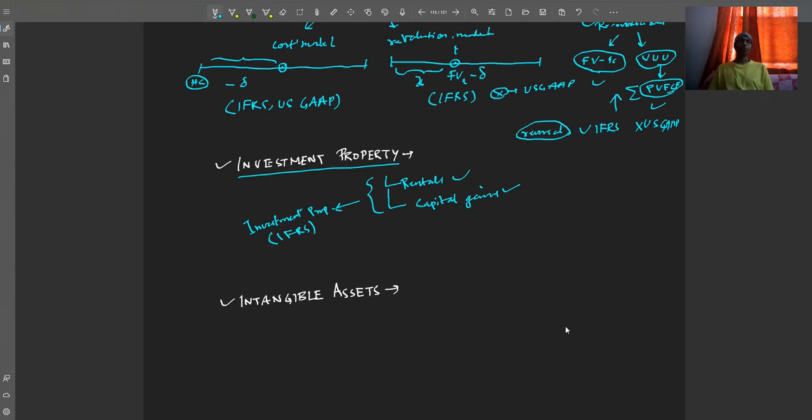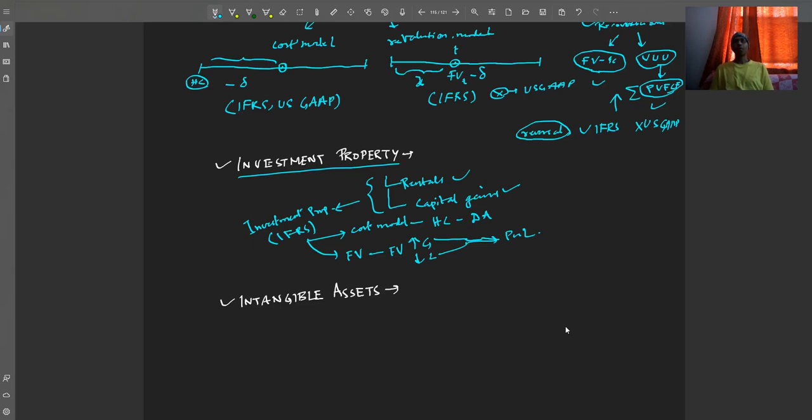Now, IFRS allows two kinds of reporting format for this. One is a cost model. Cost model means historical cost minus any accumulated depreciation. And the second method is called the fair value model. Under fair value, it is revalued from time to time and changed to the current fair value. And whatever gains or losses happen are mentioned in the profit and loss statement. If a gain happens, that enhances the net income, and if a loss happens, it reduces the net income.